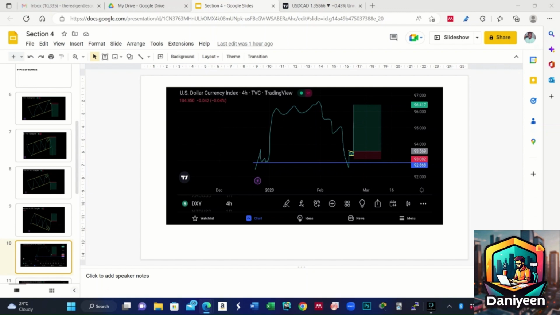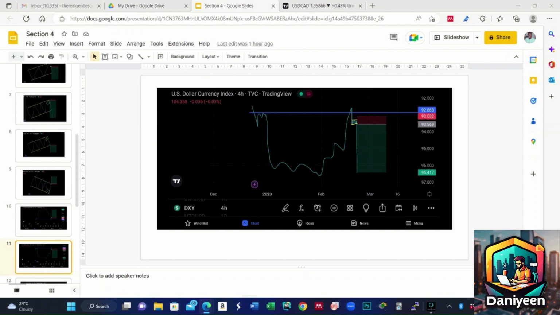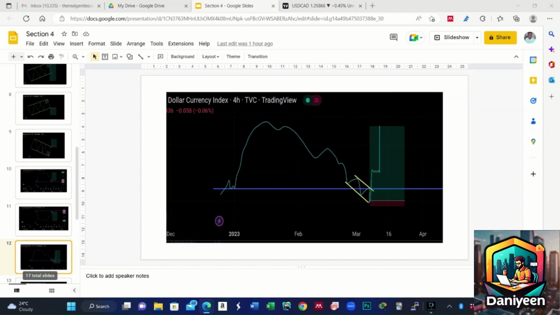So let's go to the next one. This is for short order or sell order. When you see a double top like this, then price comes back to tap that top and then reverses and creates a correction, then you can enter after that correction.